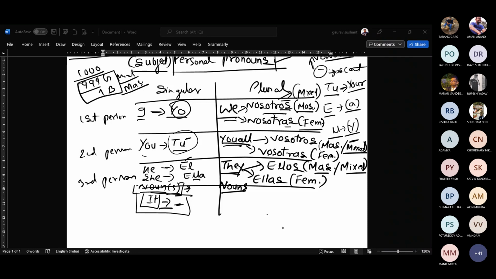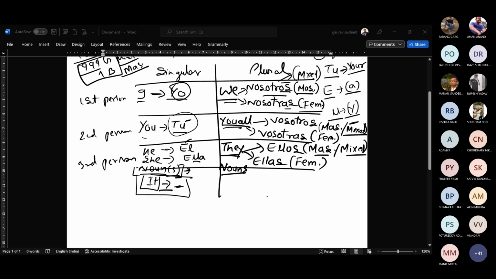So I hope all of you got it. This is what you have to keep in mind always. You cannot forget any of these personal pronouns, because throughout the semester we will be using them again and again. You should always have these personal pronouns on the tip of your tongue. When I ask you what is we, you should be able to tell me nosotros or nosotras, whatever it is.